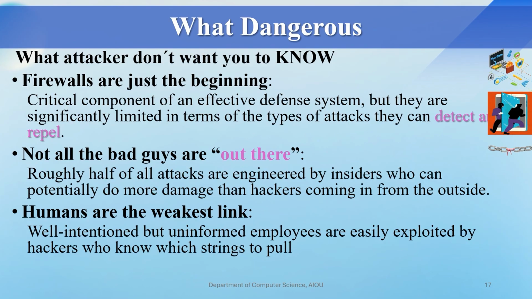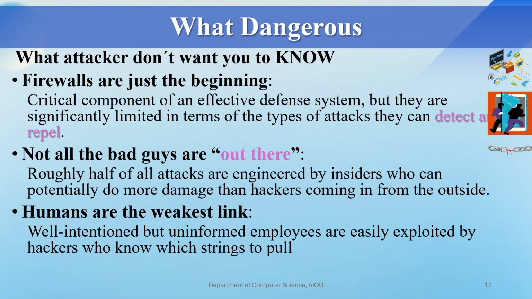What is dangerous in an information system? What the attacker does not want you to know. The main reason behind attacks is that the user should not be aware of anything while the attacker gains access. First, firewalls are just the beginning. The attacker first faces the firewall, a critical component of an effective defense system, but firewalls are significantly limited in terms of the types of attack they can detect and repel.